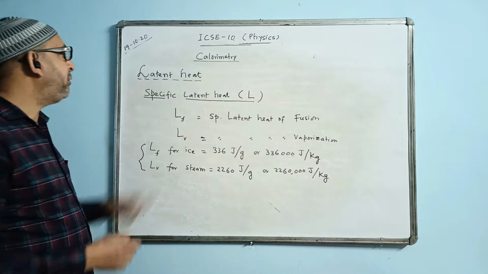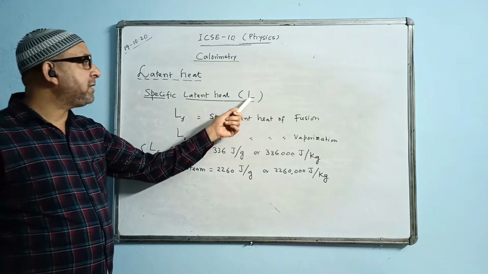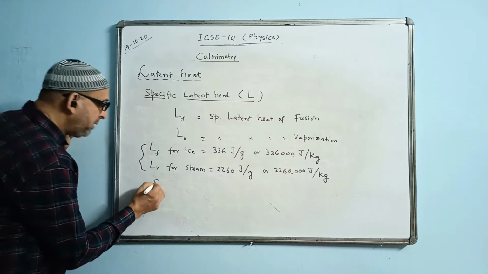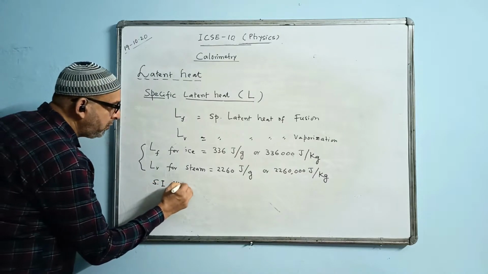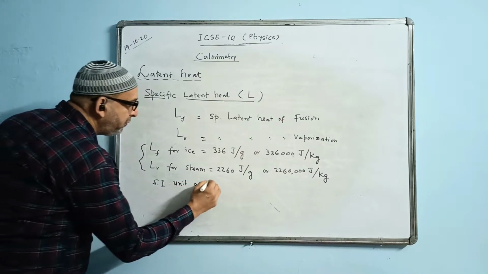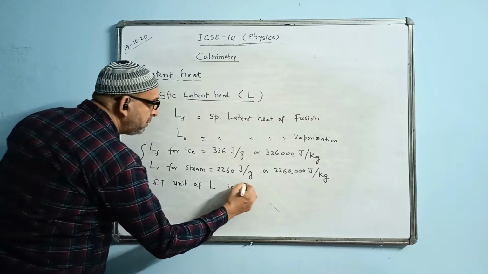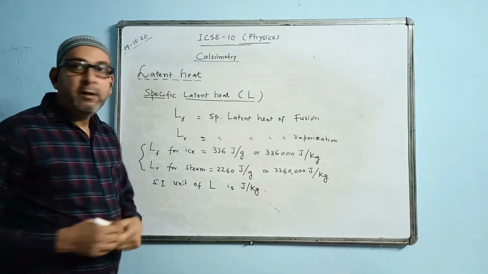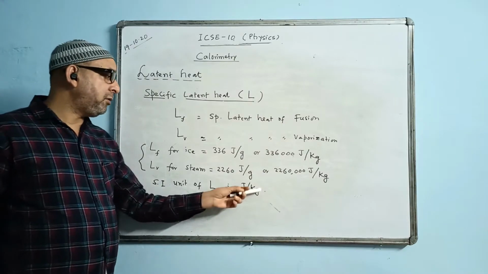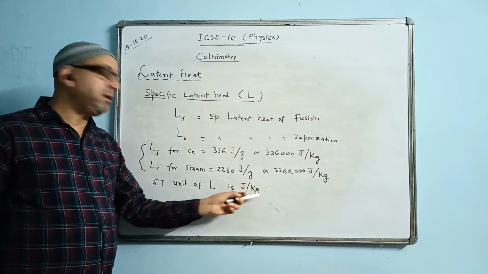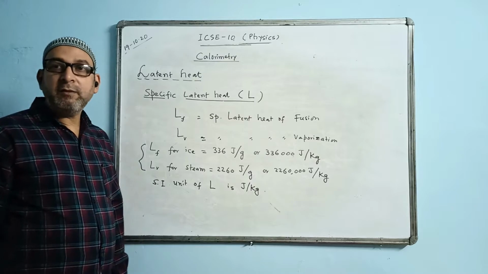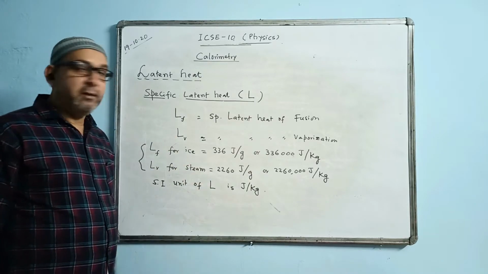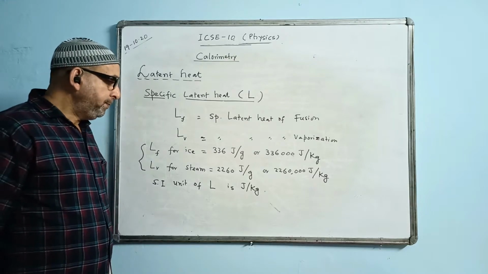What is the SI unit of specific latent heat? What is the SI unit of L? I have written joules per kg. You can write that down. SI unit of L is joules per kg. You don't have to write degree Celsius or Kelvin here, because there is no change of temperature. This happens without change of temperature, so you should not write that here. Joules per kg only.